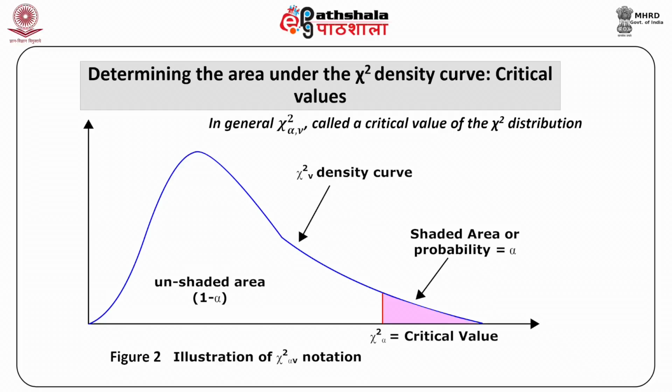So in general, chi-square alpha nu, called a critical value of the chi-square distribution, gives a value measured on the horizontal axis of the chi-square density curve with nu degrees of freedom that captures alpha area to the right side of the curve. So if you look at the diagram, you can see that the shaded area, which is the tail area, is equal to alpha and is the critical area, which is also known as the region of rejection. Further, since the chi-square distribution is not symmetric, both the left end tail as well as the right end tail cuts off areas to be tabulated.